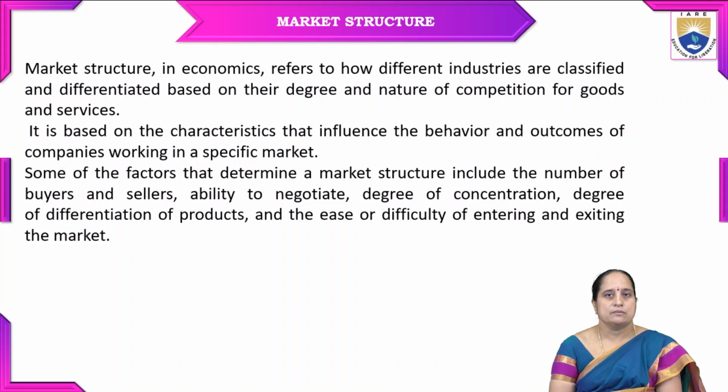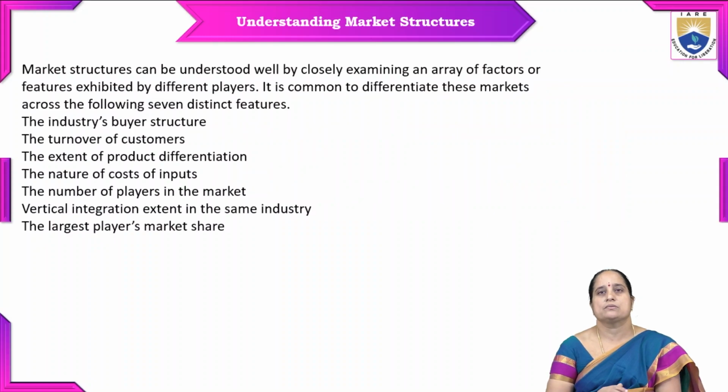Some of the factors that determine a market structure include the number of buyers and sellers, ability to negotiate, the bargaining power of the consumer, degree of concentration, degree of differentiation of products, and the ease or difficulty of entering and exiting the market. Based on that, we'll have different types of market structures.